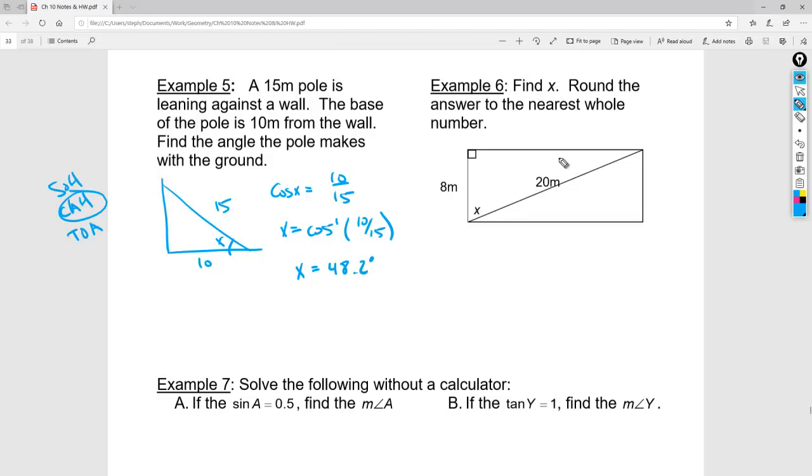Alright, next example, find x. So round the answer to the nearest whole number. Okay, so I'd like you to give this problem a shot and see if you got what I got. Go ahead and pause the video and attempt the problem, please.